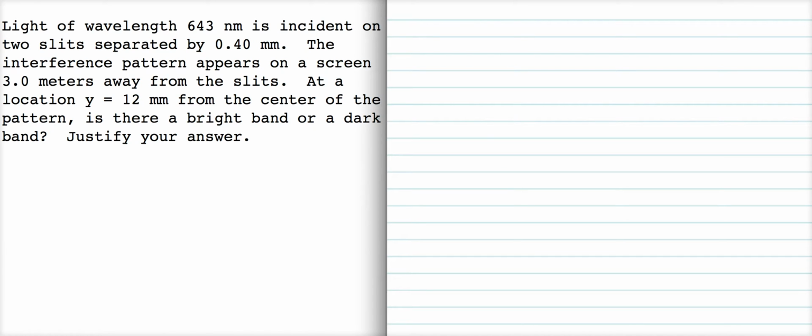Okay, so for two-slit interference, we have this situation where you've got your two slits and they go off at some angle, right? And there's a path difference here. That path difference is d sine theta, right? And that's equal to your condition. Whether that's constructive or destructive interference, we don't know.